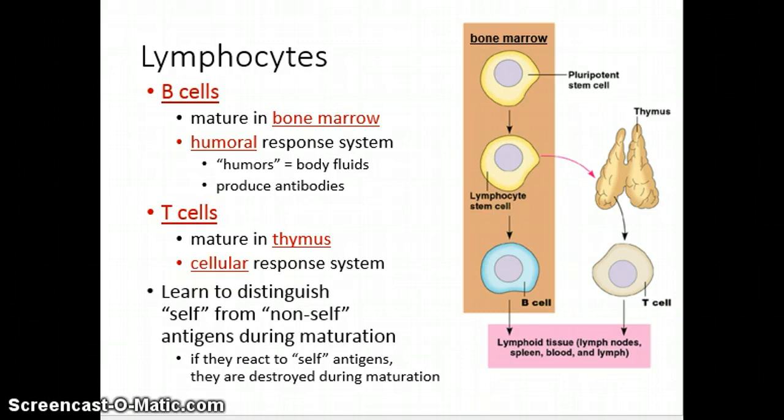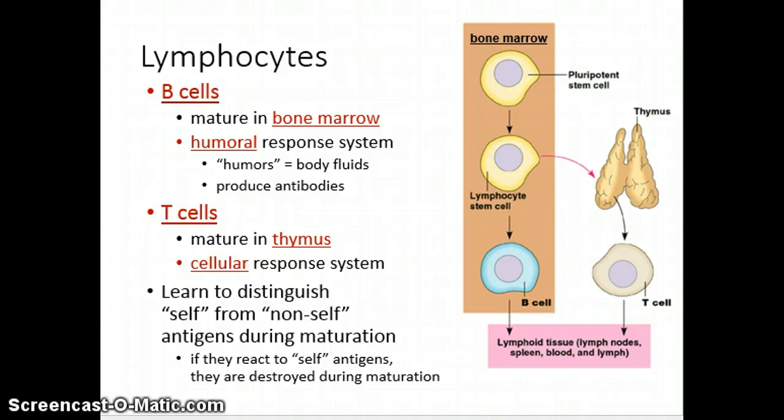Now, T cells: the T comes from the fact that they mature in the thymus. So the T is for thymus. They are considered the cell-mediated response system, which means they're focused on infected cells. They're not looking for an antigen floating around in the body's fluids. They're actually looking for infected cells. So they're the cell-mediated response.